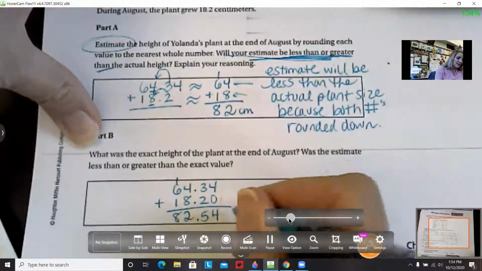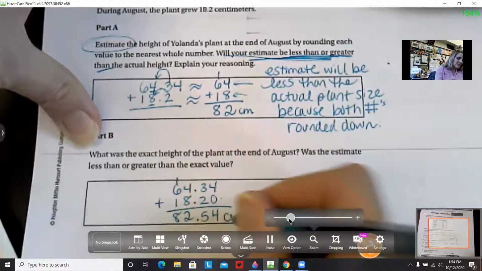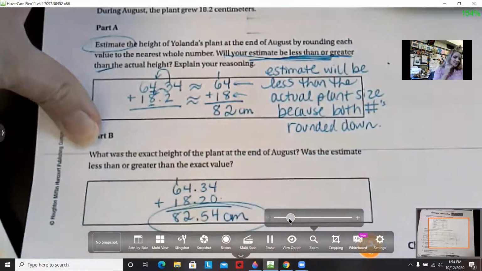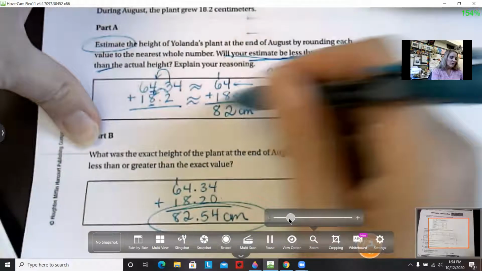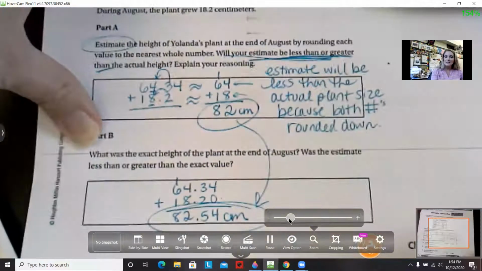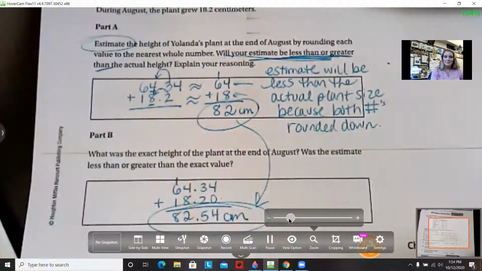So here is the actual estimate, and it says that it is in centimeters. And was the estimate less than or greater than the exact value? And we can see here that our estimate was less than our exact value.